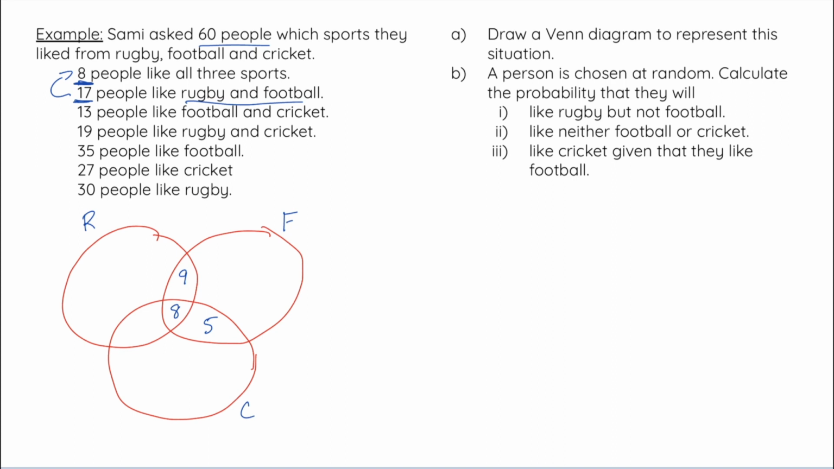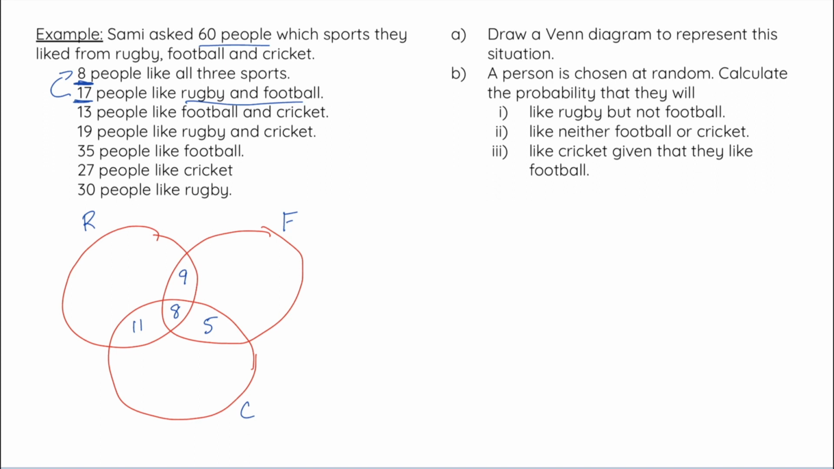And we have 19 people like rugby and cricket. So we know that 11 of them would go in here, because 8 plus 11, that's 19 people who like rugby and cricket. Now, some of those people also like football, but they're included in that group. And then lastly, we look at each sport and we see the total number of people who like it. So for football, the total number of people should be 35.